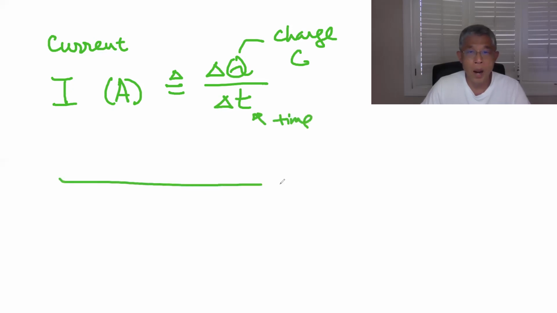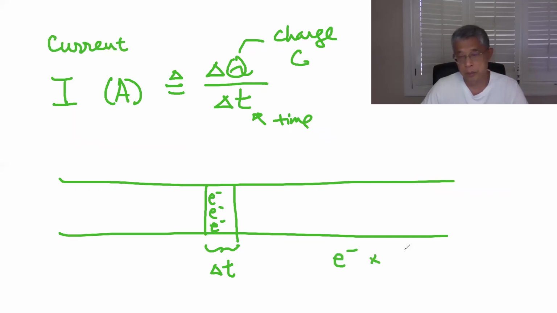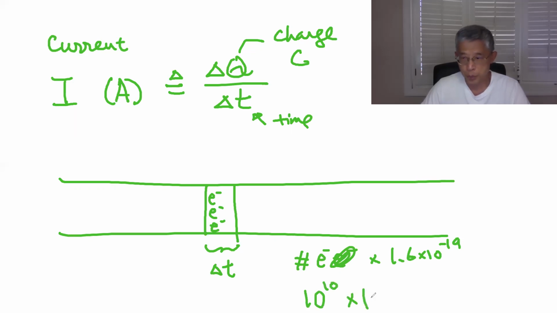So what does that mean? If you have a wire, and let's say the delta T time is right about there, and we count the number of electrons that go through here. You count them up and ask how many electrons do I have, times the electron charge, which is 1.6 times 10 to the negative 19. Let's say there's 10 to the 10 electrons, times 1.6 times 10 to the negative 19, and let's say this is 1 second. In 1 second, this many electrons pass.